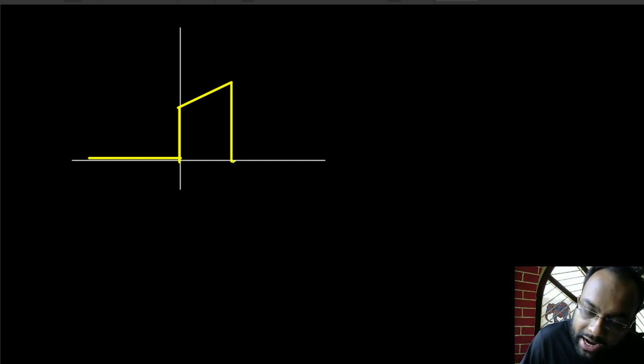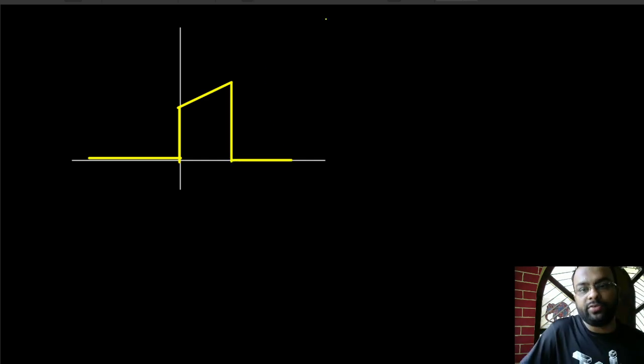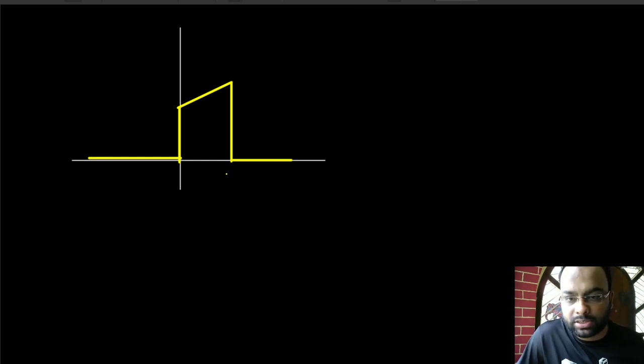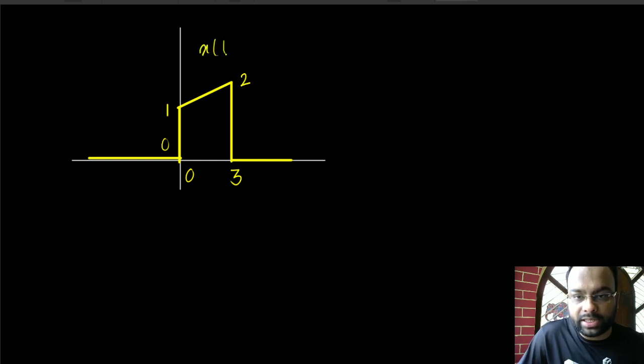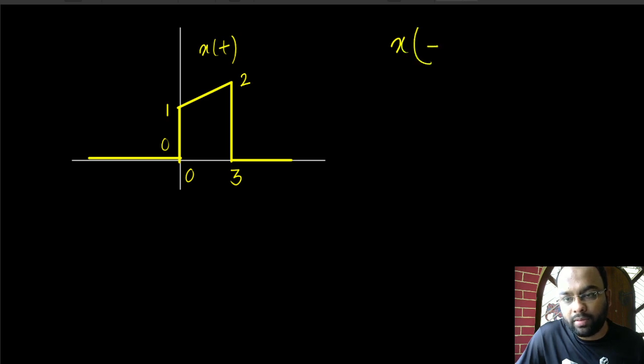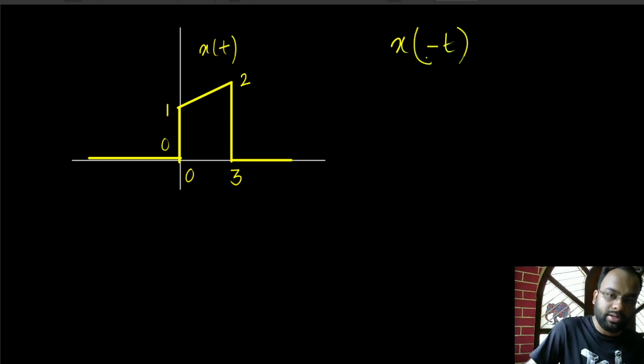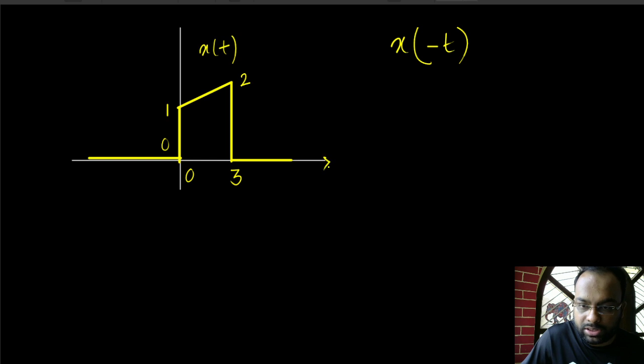I'm drawing a special kind of signal so that you can visualize it properly. Say this is 3 seconds, this is 0 seconds, this is 1, and say this is 2, and say this is my x(t). So I want to get x(-t). You understand the objective, right?